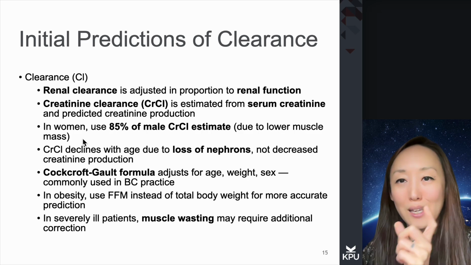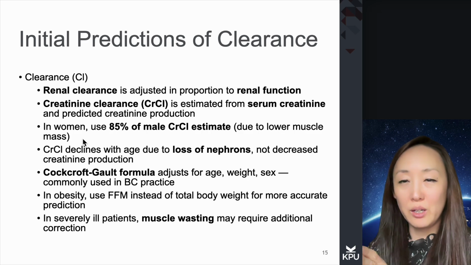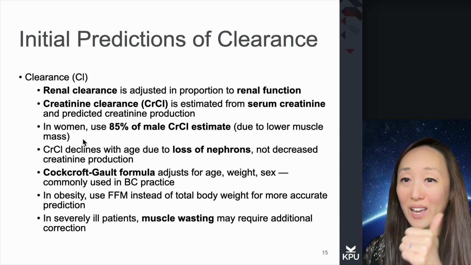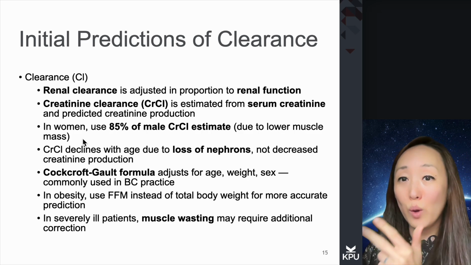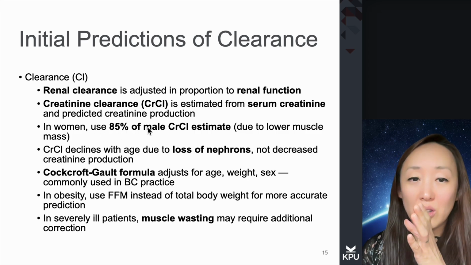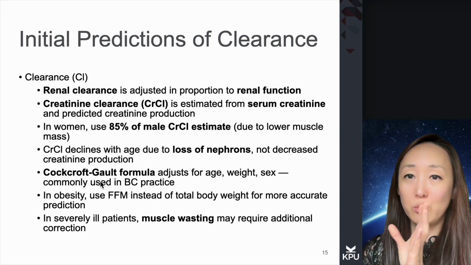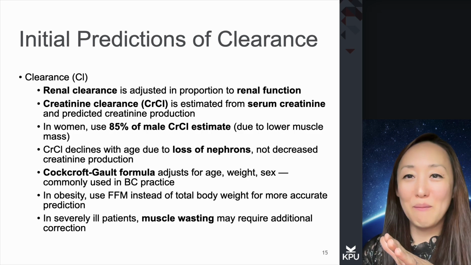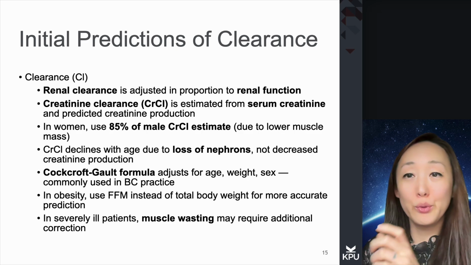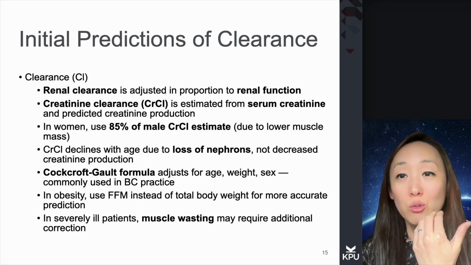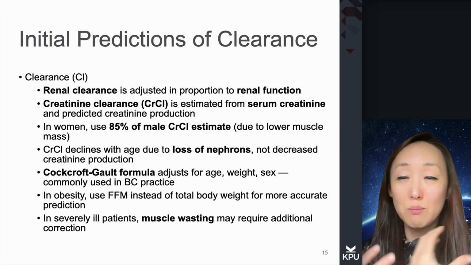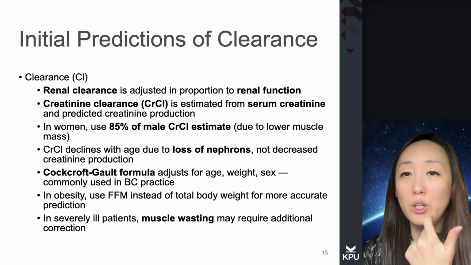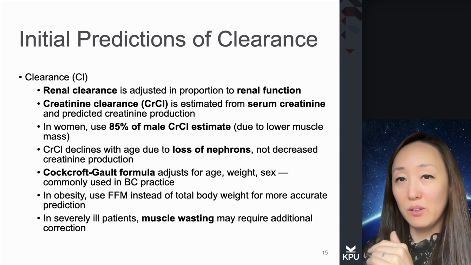Now, creatinine clearance is typically calculated from serum creatinine, which is how much creatinine there is in the blood. And again, we have to adjust it for age, sex, and weight. And there is a formula that helps us do this, and it's called the Cockcroft-Gault equation. We're not going to get into that. But the idea is that women produce less creatinine due to the fact that we generally have lower muscle mass than our male counterparts. And so we use 85% of the male value.